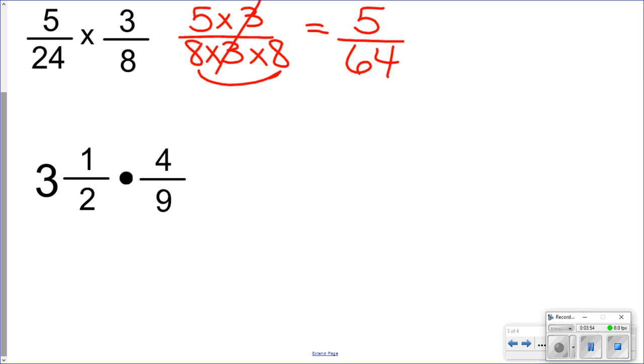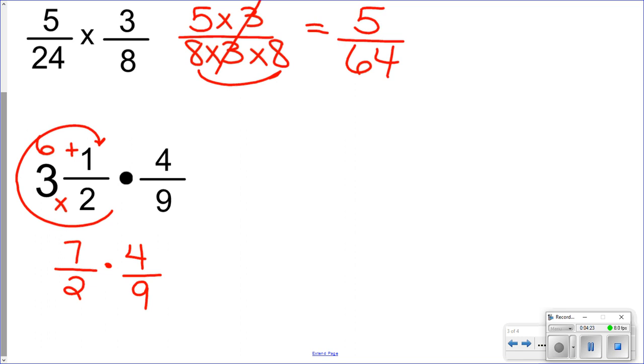The last example does not have a whole number, but it does have a mixed number, so we need to change that first. You'll also notice I have a dot here. Dots also represent multiplication. So when you see that, you could see an X in the middle as a multiplication sign, but you could also see a dot. They both represent the same mathematical operation. So over here we have 2 times 3 is 6, plus 1 is 7/2, times 4/9.